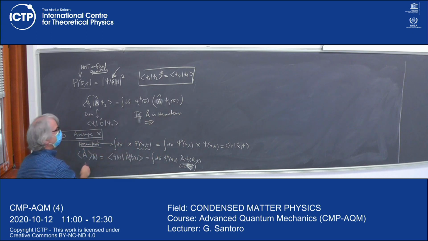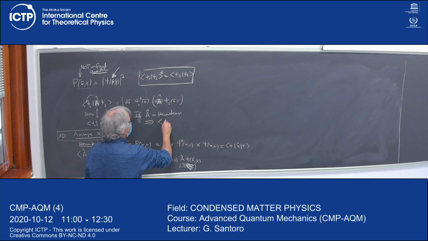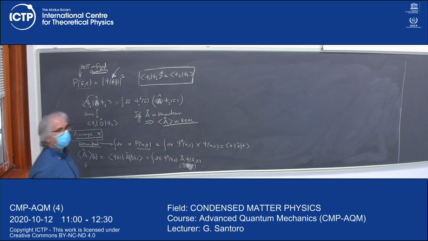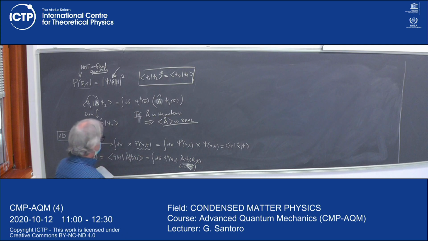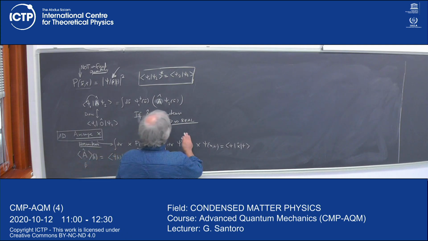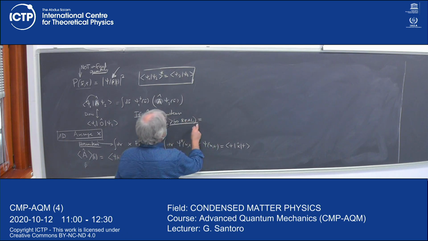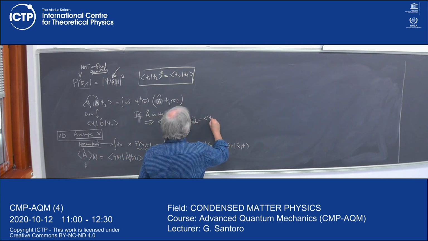Okay? Good. Let's try to show that if A is Hermitian, then this expectation value of A is real, for any state. That's very simple. So remember that this object here is this. Okay? So this object is equal to, we have to show that it's real, but it is equal to psi A psi.